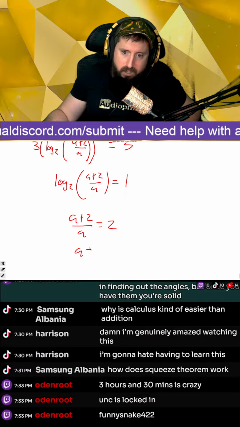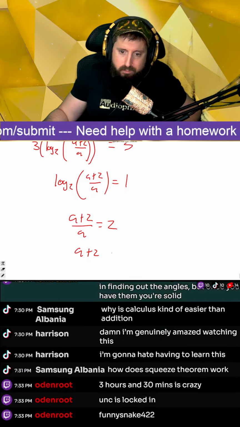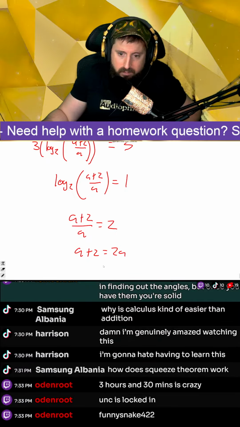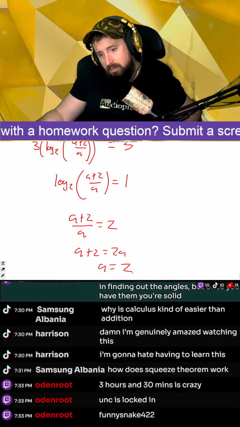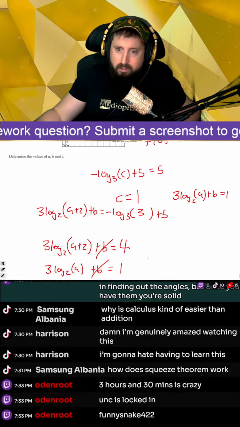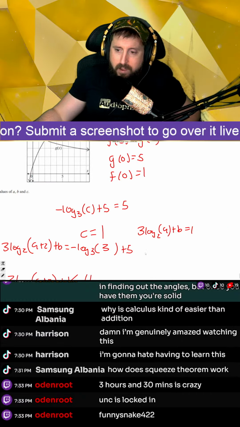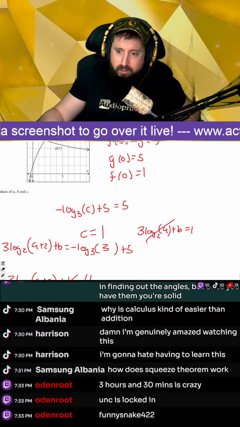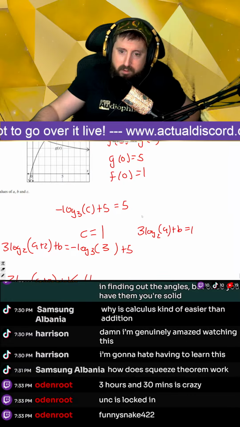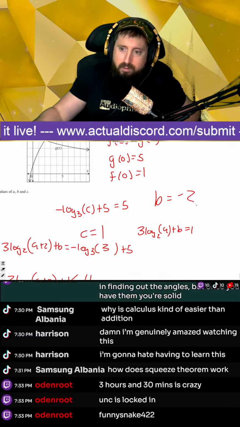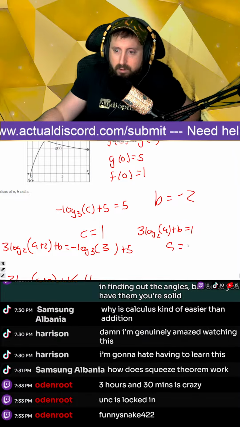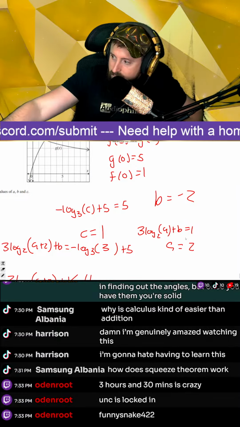A plus 2 equals 2A. A equals 2. No. Yes. A equals 2. Cool. And if A equals 2, this goes away. So then B equals minus 2. So B equals minus 2. A equals 2. And you're done. Good question.